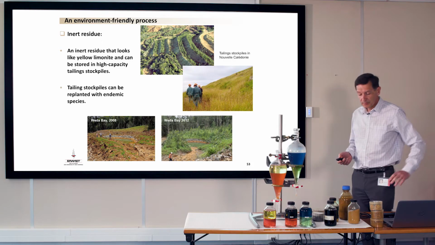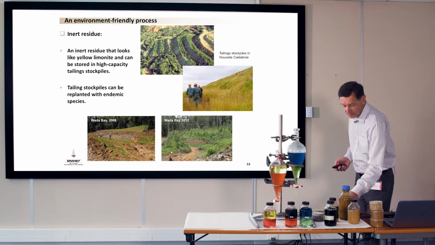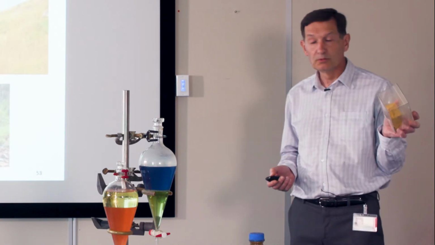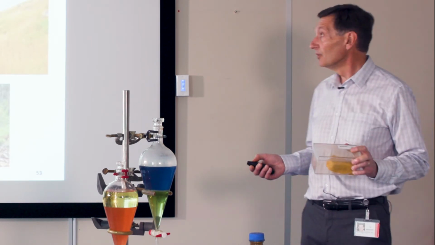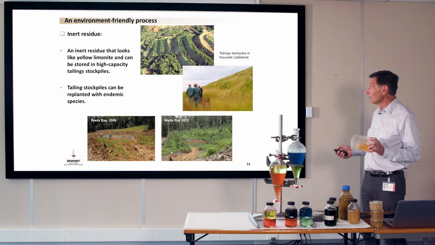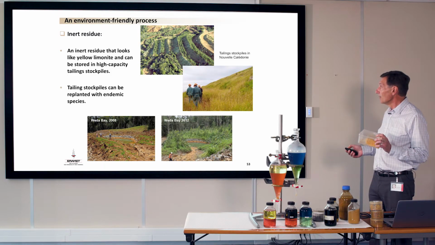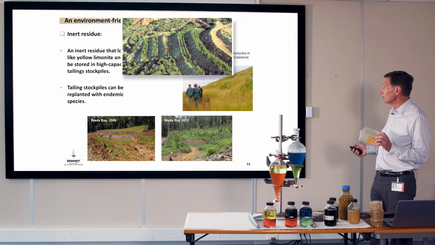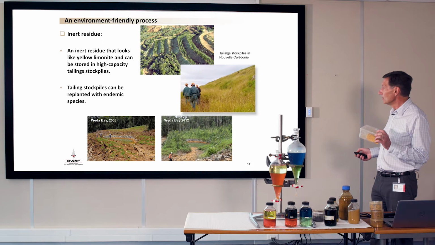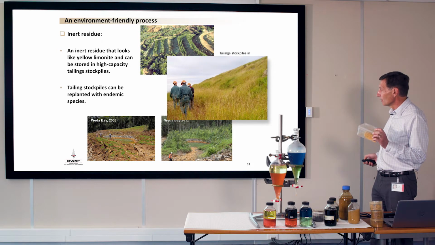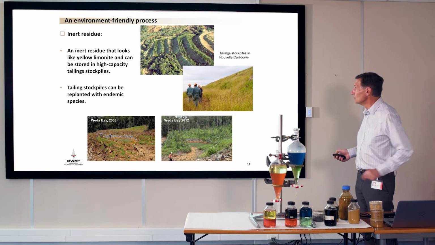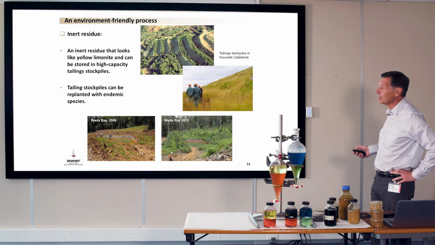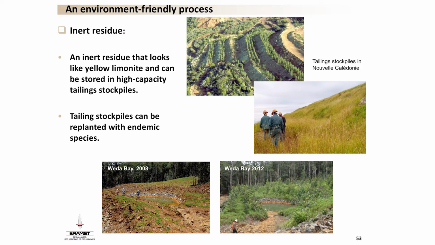Regarding the residue, you see this kind of residue. It's very important to know what to do with that, because there will be a huge quantity of inert solid residue produced. We will put it in big piles like that, and we will plant some grass or some trees on the residue, to have a very green effect on the heap.